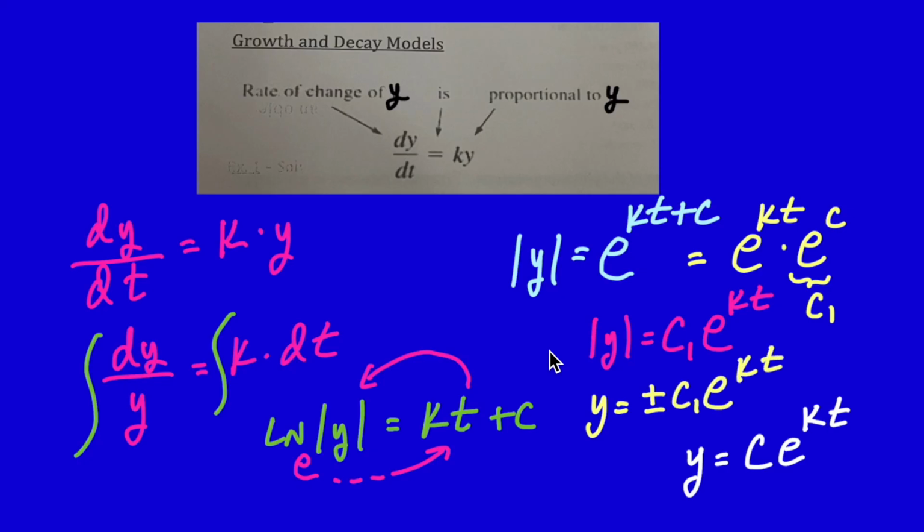And the final step in going from yellow to white is that this plus or minus C1 can be replaced with a C. So that is how you go from the original equation based on direct proportionality to this equation, which is going to be the equation that we use to solve these problems.